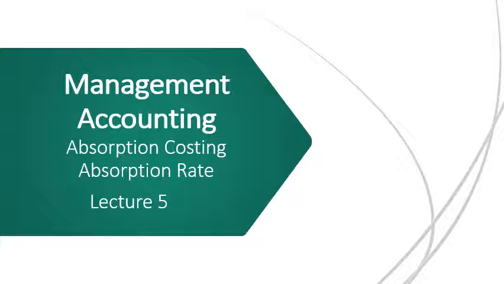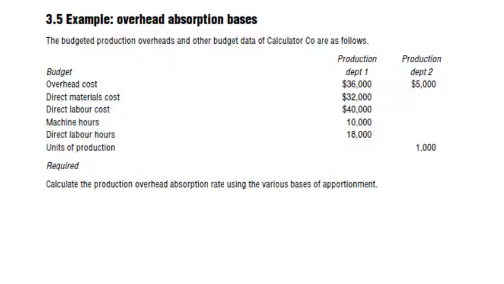So let's move towards the practical aspect in a numerical question. For example, we have two departments, production department 1 and production department 2. We have also been provided budgeted overheads. In department 1 we have 36,000 budgeted FH, and in department 2 we have 5,000 FH. We have also been provided some bases to calculate our predetermined overhead rates.